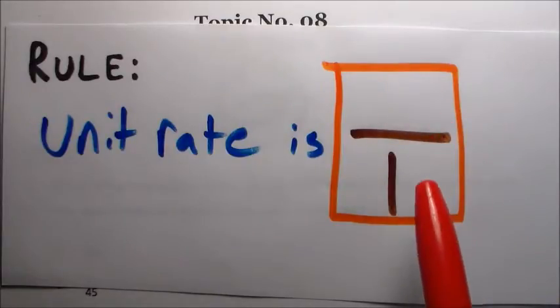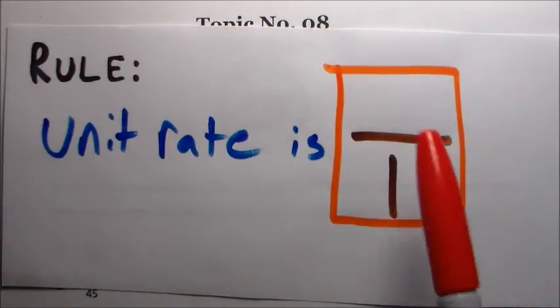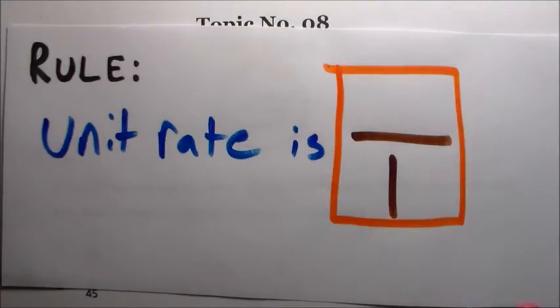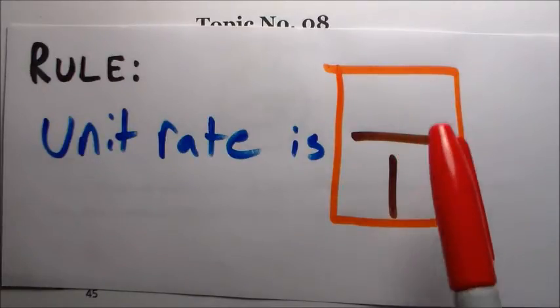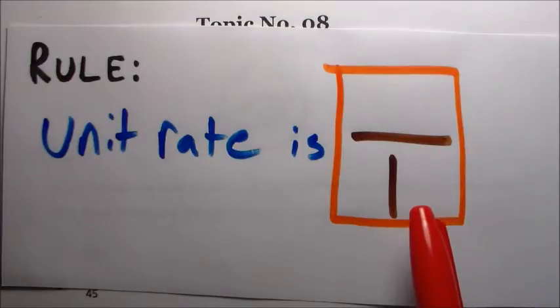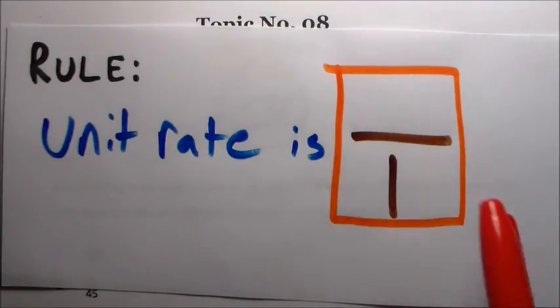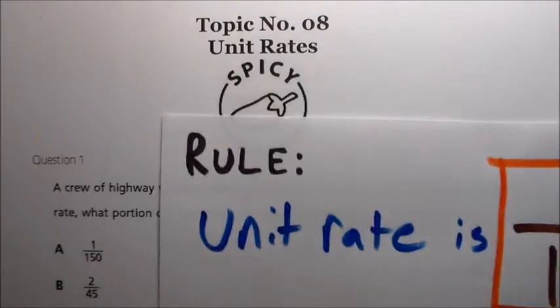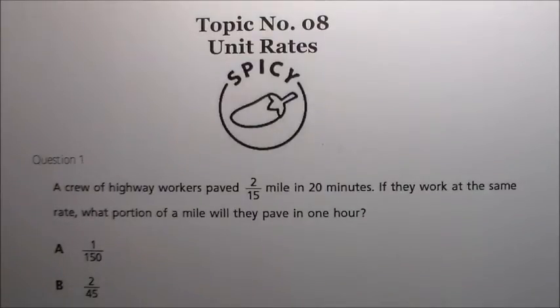So it's dollars per 1 hour, or number of miles, like 50 miles per 1 hour. It's per 1. Dollars per 1 hour, miles per 1 hour, or it could be dollars per 1 ounce or dollars per 1 pound. Anything per 1 will give you the unit rate. Unit rate is per 1.